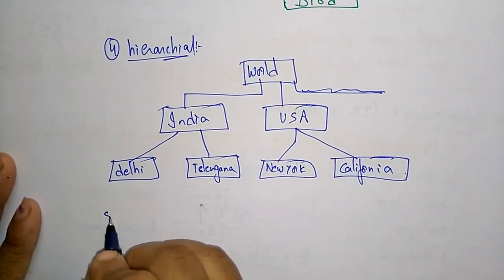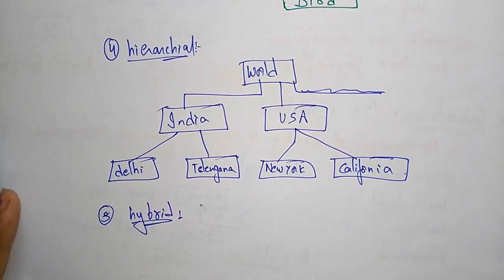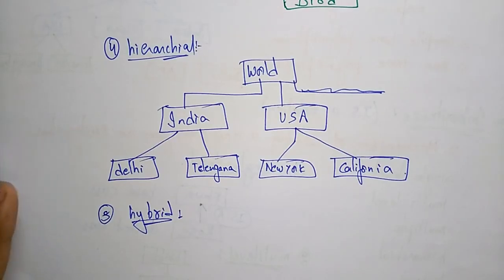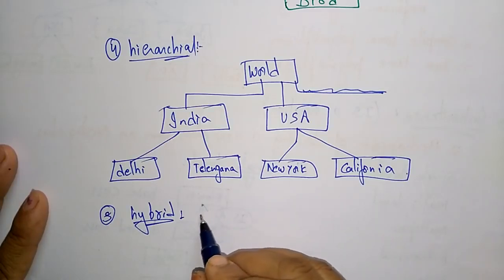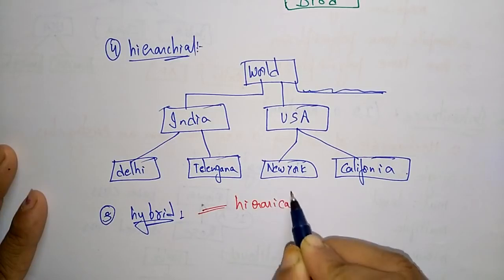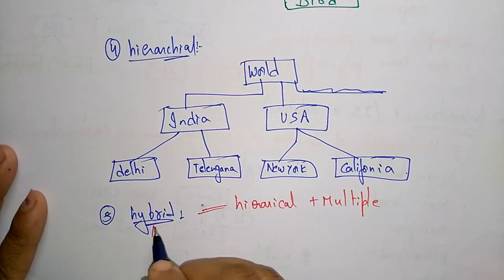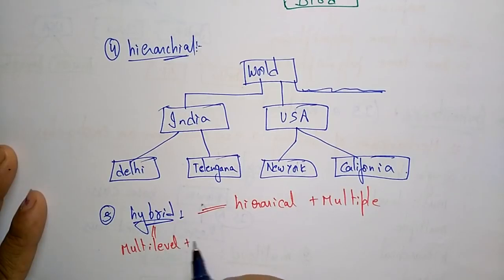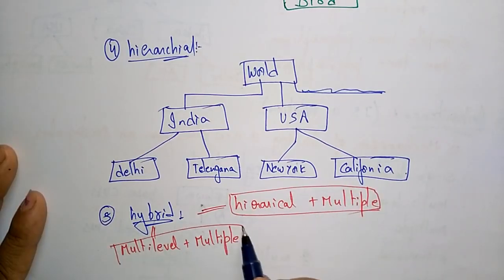So what is hybrid? The last one is hybrid inheritance. Hybrid inheritance may be hierarchical plus multiple, or it may be multi-level plus multiple. So hybrid is a combination of hierarchical plus multiple and multi-level plus multiple.